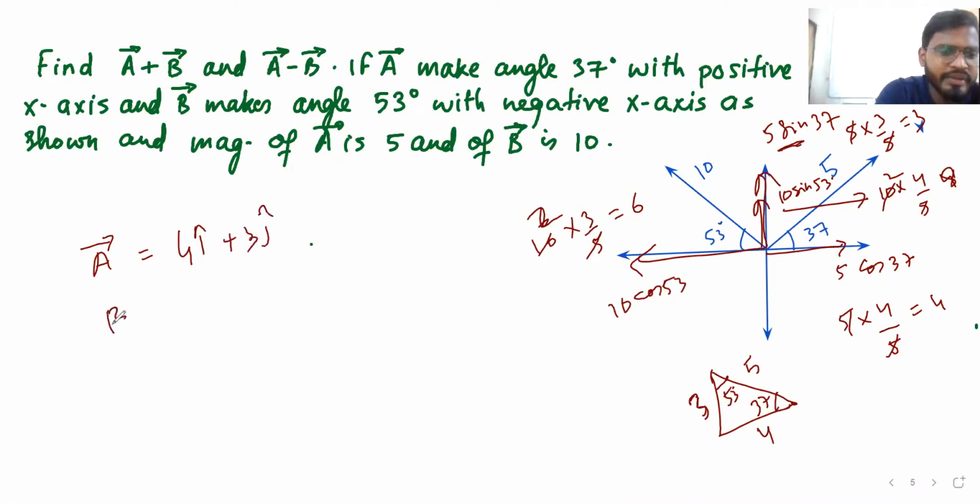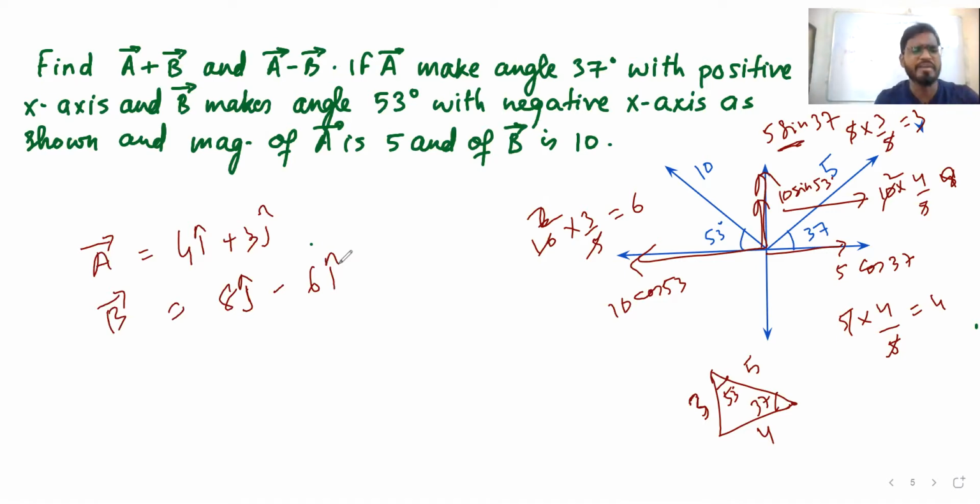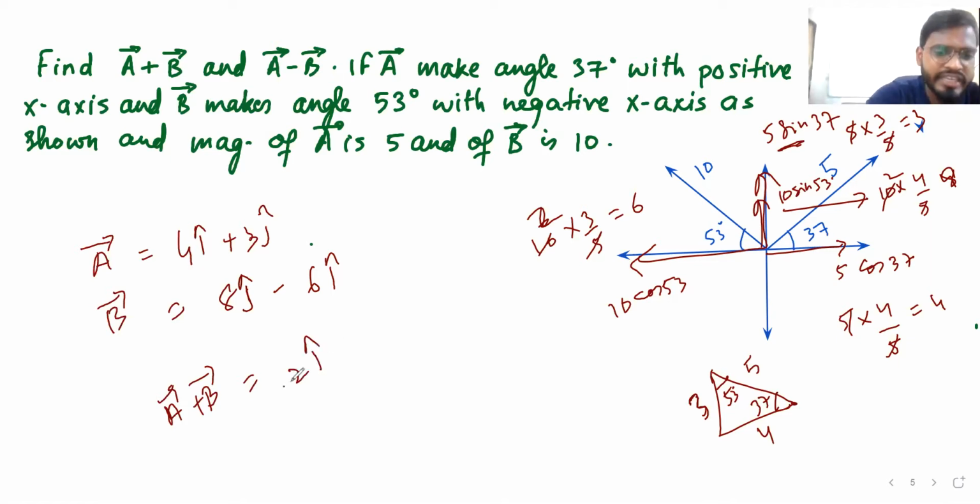And vector b, if you see, is acting with 8 in the plus j cap direction and minus 6 i cap. That's it. Now you can find a plus b and a minus b. If you do vector a plus b, it is going to be this plus this, so minus 2 i cap plus 11 j cap.